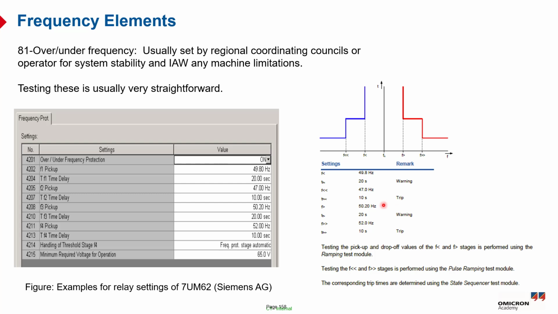In the same way also for the over frequency stage 1 and stage 2. So stage 1 is set to 50.2 hertz with time delay equal to 20 seconds. And stage 2 is equal to 52 hertz with time delay of 10 seconds. And here is the minimum required voltage for operation, which is equal to 65 volts. And we will see how to test all of these parameters in the next few slides.